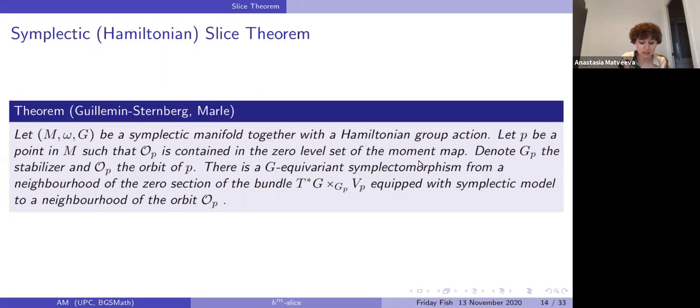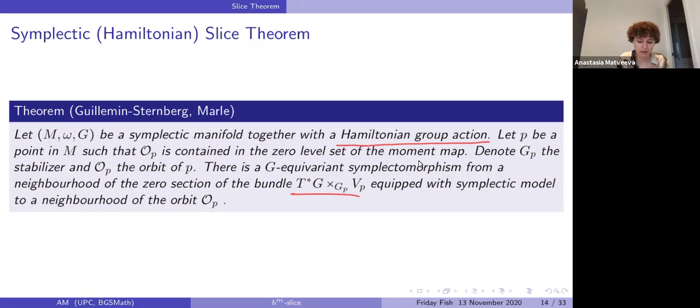And this tells us that if we have a symplectic manifold together with a Hamiltonian group action, and we take a point such that its orbit is contained in the zero level set of the moment map, then we take the stabilizer of the orbit, and there is a J-equivariant symplectomorphism from the neighborhood of the zero section of the associated bundle, equipped with the symplectic model, to the neighborhood of the orbit.